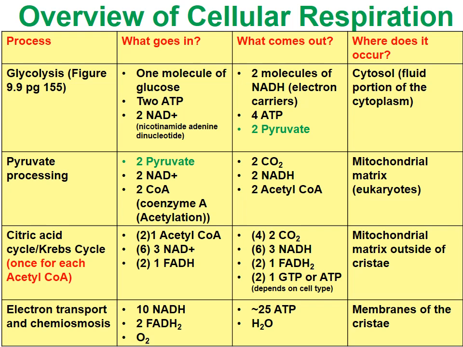So after all of that, the 4 stages of cellular respiration, what do we have? Well, when it comes to electron transport, we know that the products of the Krebs cycle, 10 NADHs, 2 FADH2s, and oxygen go in. This produces approximately, as you'll see in the next slide, approximately 25 molecules of ATP, so much more than all 3 of the previous stages, and water. And it occurs in the membranes of the cristae of the mitochondria.